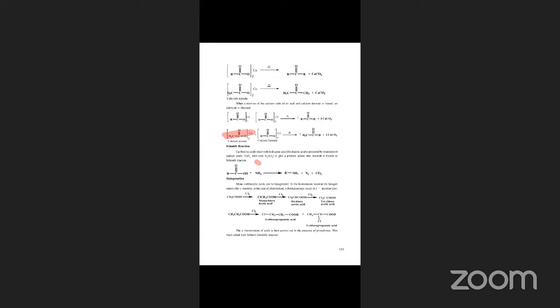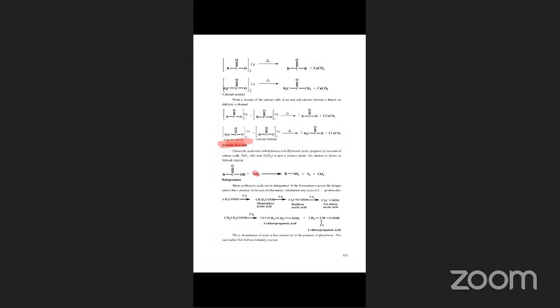Just write the Schmidt reaction heading and write the matter. Now what is the Schmidt reaction? Carboxylic acid reacts with hydrazoic acid. So don't write this NH3, write N3H. This is wrong, it is not ammonia, this is hydrazoic acid. N3H. RC double bond OH plus N3H gives RNH2, N2, and CO2.